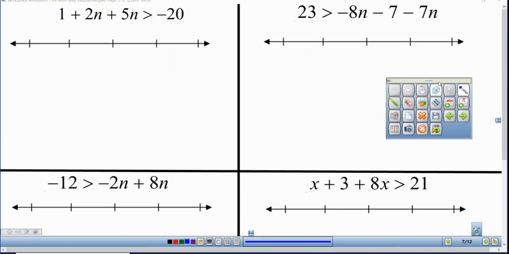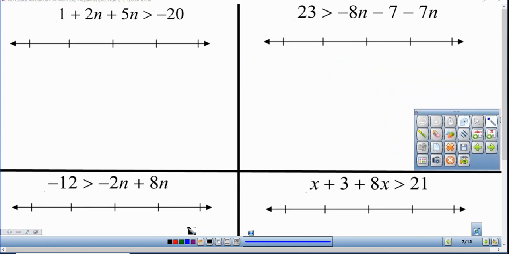On these examples, we add one more piece to it, and that is we have some like terms. You'll notice that we have 2n and 5n. Well, we're going to do 1 plus, when I put those together, we get 7n. And after putting those together, this problem is no different than the ones from the previous page. Subtract 1, subtract 1.